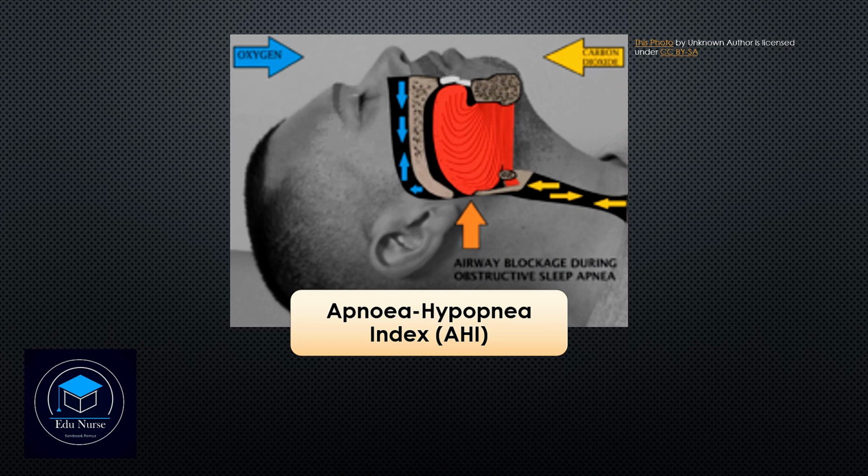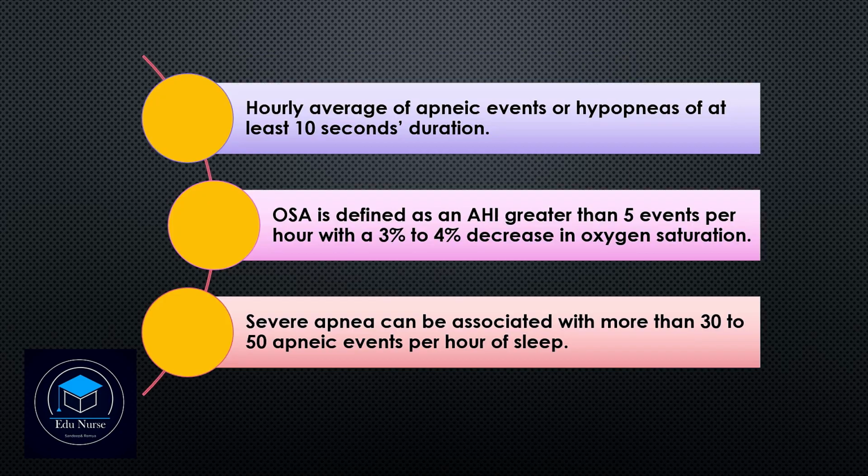Obstructive sleep apnea is a common sleeping disorder that is characterized by episodes of complete or partial collapse of the upper airway with an associated decrease in oxygen saturation or arousal from sleep. The apnea hypopnea index is the hourly average of apneic events or hypopneas of at least 10 seconds duration. OSA is defined as apnea-hypopnea index greater than 5 events per hour with a 3 to 4% decrease in oxygen saturation. Severe apnea can be associated with more than 30 to 50 apneic events per hour of sleep.